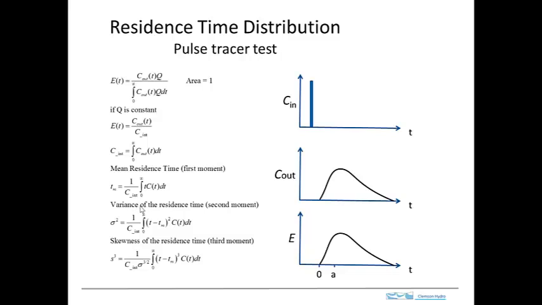And similarly, the second and third moments are determined using these formulas, which look very much like the ones that are generated for the step tracer test, but instead of E here we have the output concentration and this constant.